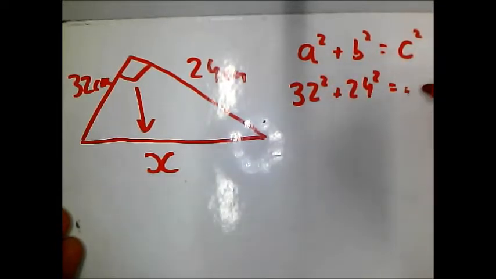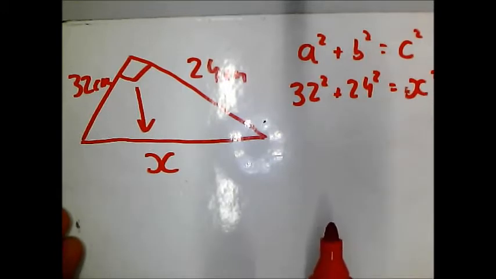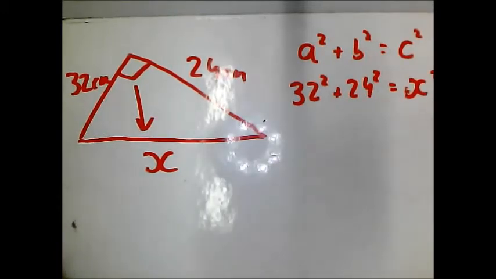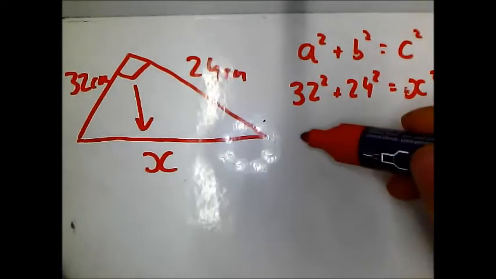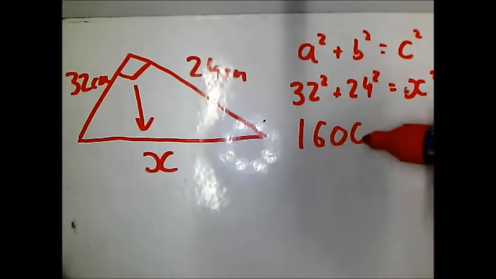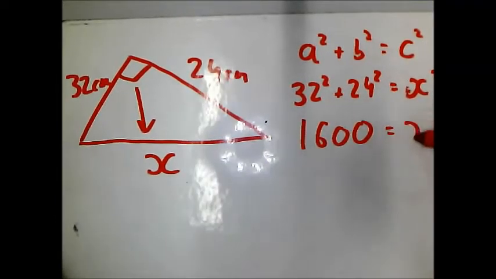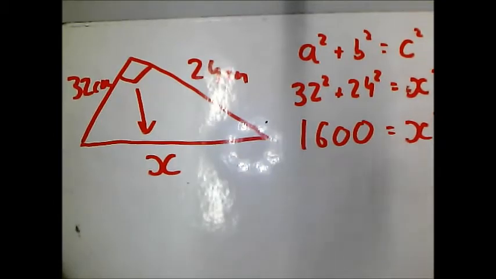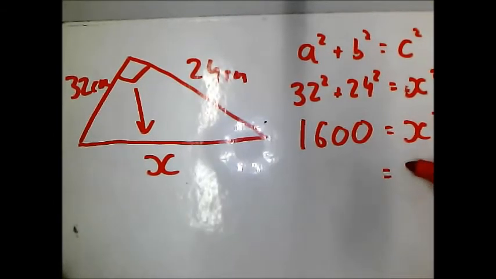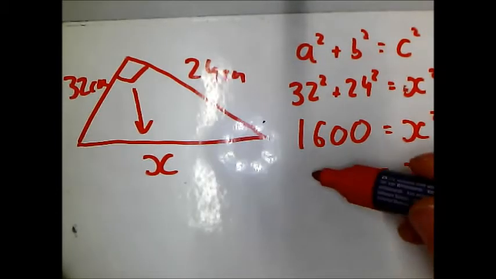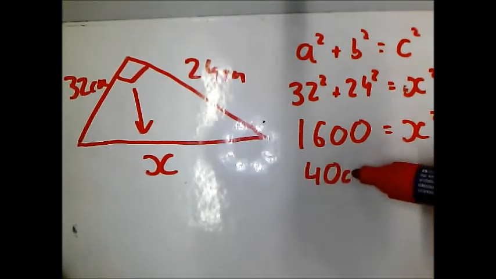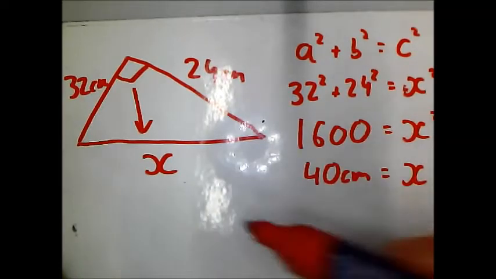Substituting those into my calculator, I get 1,600 equals x squared, and then to get x by itself I'm going to square root. So I square root this and I get the answer 40 centimeters. I'm going to put this onto my diagram and check my answer makes sense.